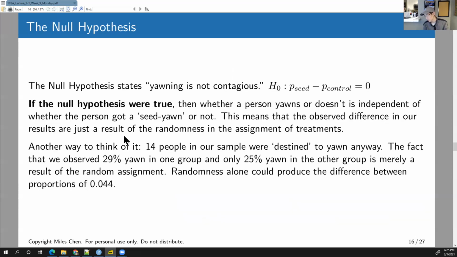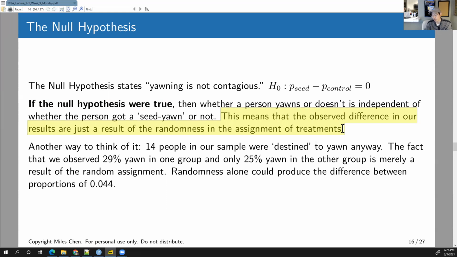Okay. So what we have to do is establish what would happen if the null hypothesis were true, right? So if the null hypothesis were true, then whether a person yawns or doesn't yawn is not related to whether somebody got a seed yawn or not, okay? And so if the null hypothesis were true, then the difference that we've observed in our results, the fact that this was 0.294 and this was 0.25, that difference is just a result of the random assignment of treatments, okay? That some people were going to yawn anyway.